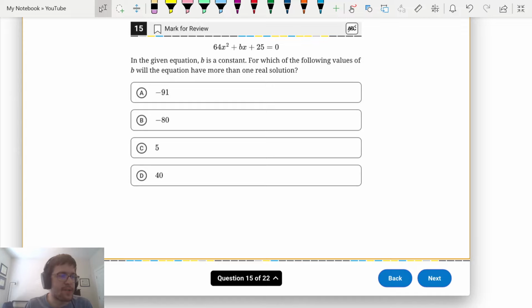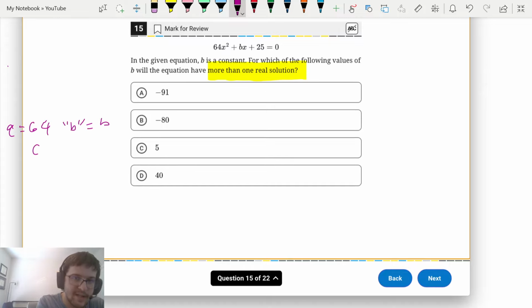Okay, another pretty much fact-check kind of question. This is asking us, when will the quadratic have more than one real solution? So I wrote that on the board earlier in the video. The discriminant is b squared minus 4ac. And so a equals 64, b is equal to b, and c is equal to 25.